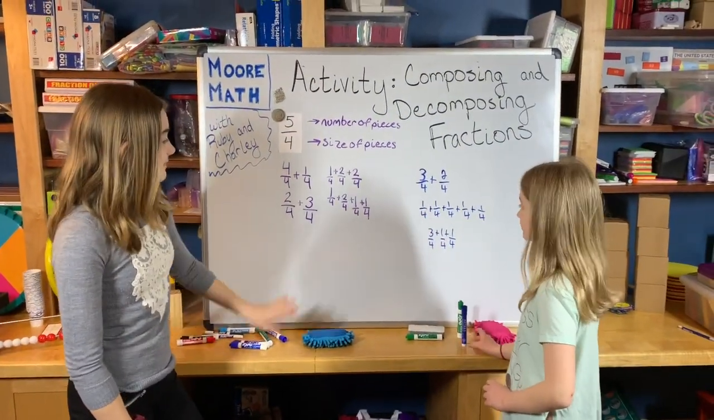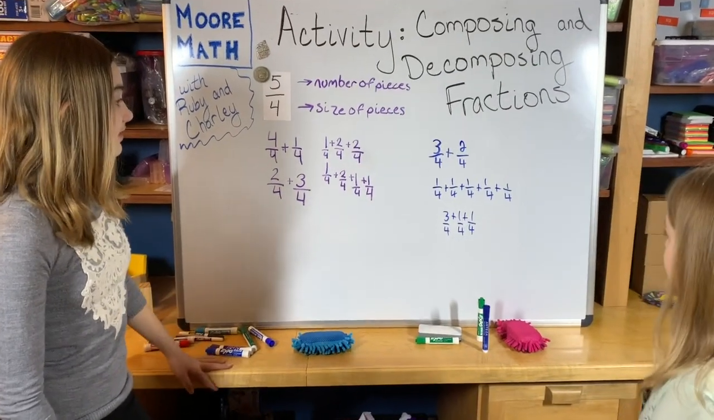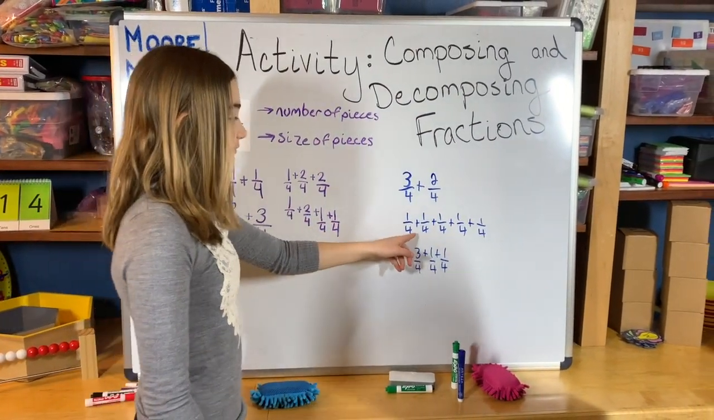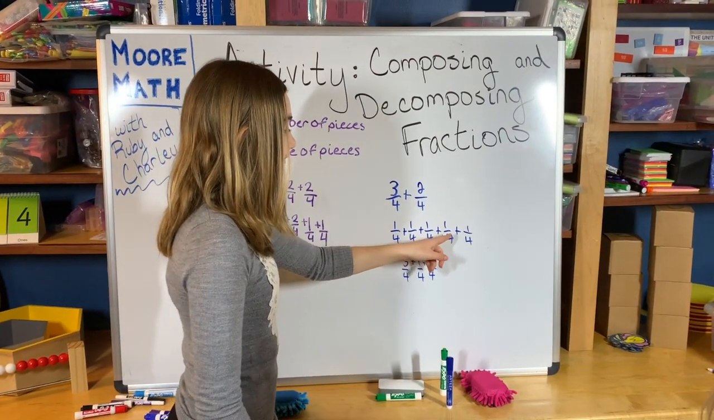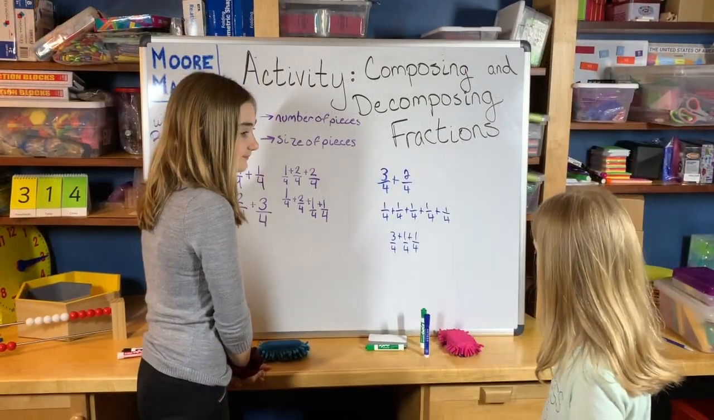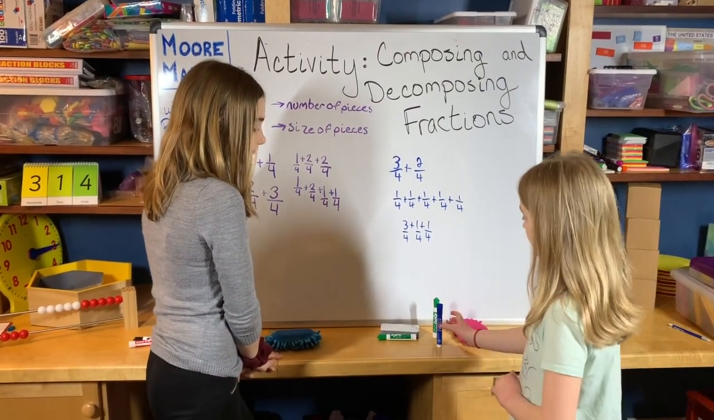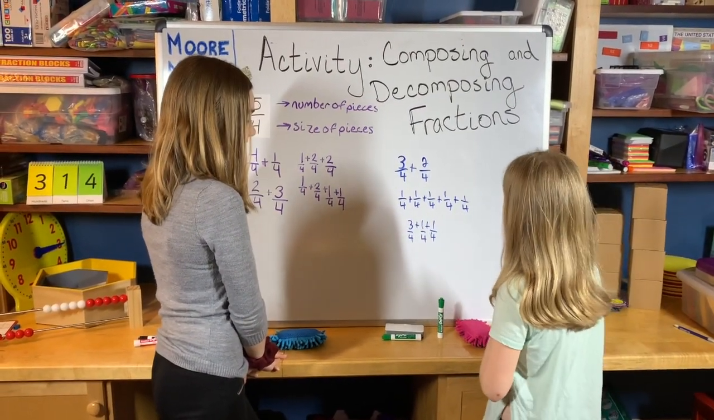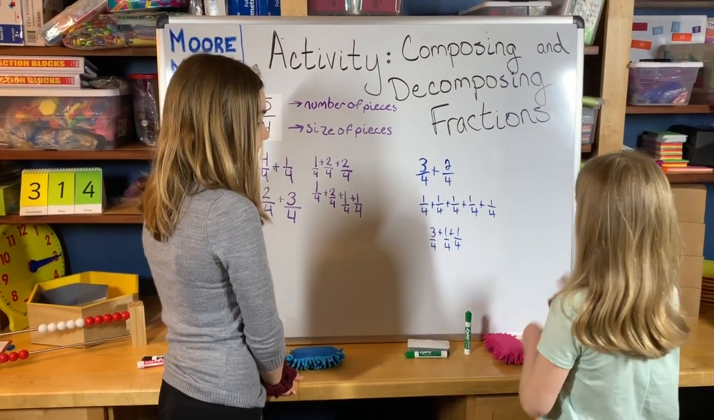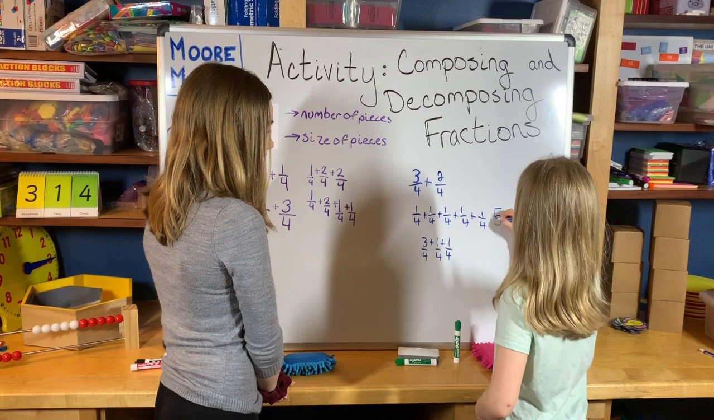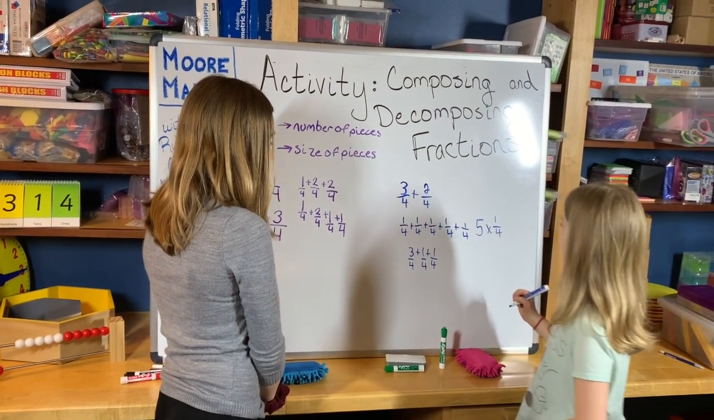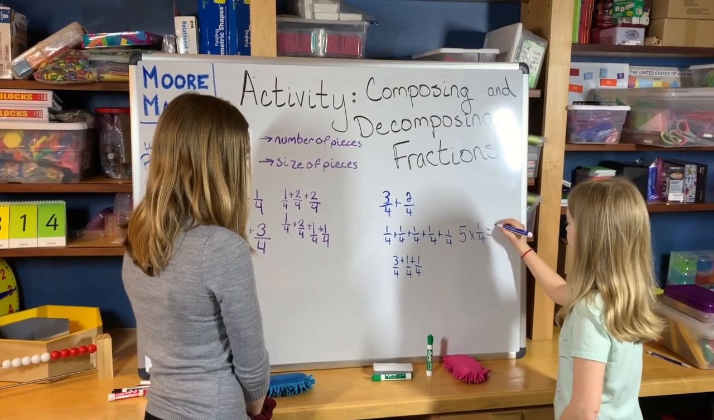So we have a good number of solutions here. I want to look at this one. This one is 1/4 plus 1/4 plus 1/4 plus 1/4 plus 1/4. That's hard to say. We can use multiplication. So we can do 1, 2, 3, 4, 5. So that's 5 times 1/4 equals 5/4.